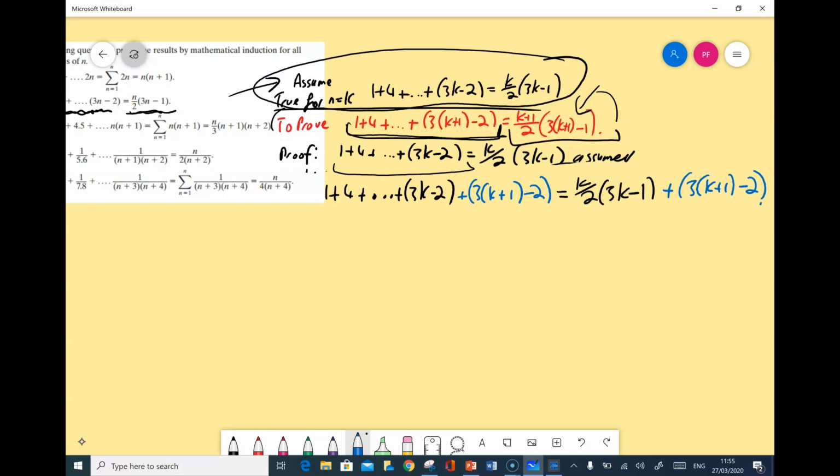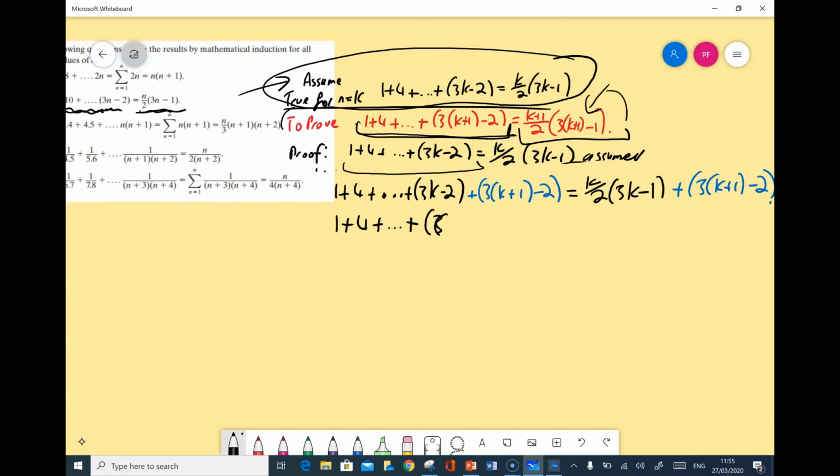Okay, off we go. So I'm going to rewrite my left side one more time so it looks exactly like what I have to prove. So I'm just going to skip all the way to the last term. I don't have to include the 3k minus 2. It's still there, but I don't have to include it. So 3 times k plus 1 minus 2 equals. So now that's the same as the left-hand side of what I have to prove.